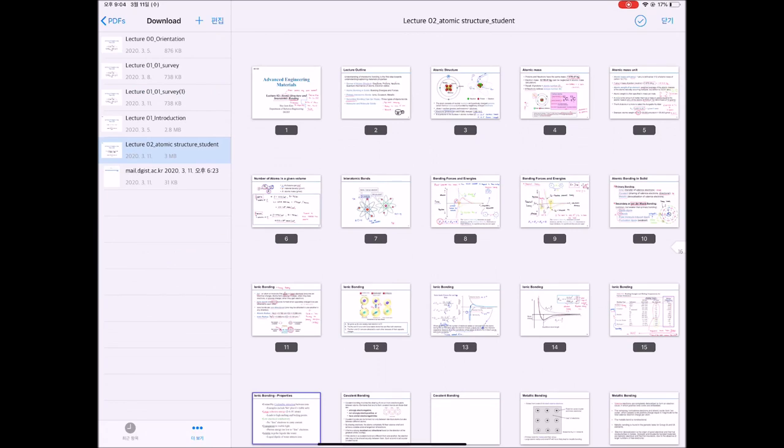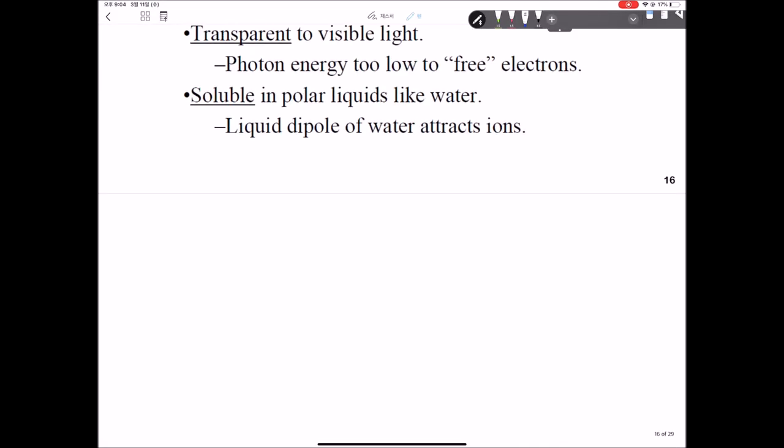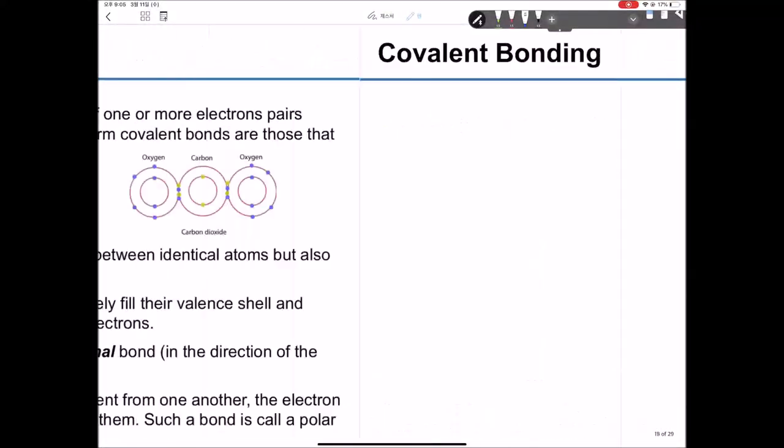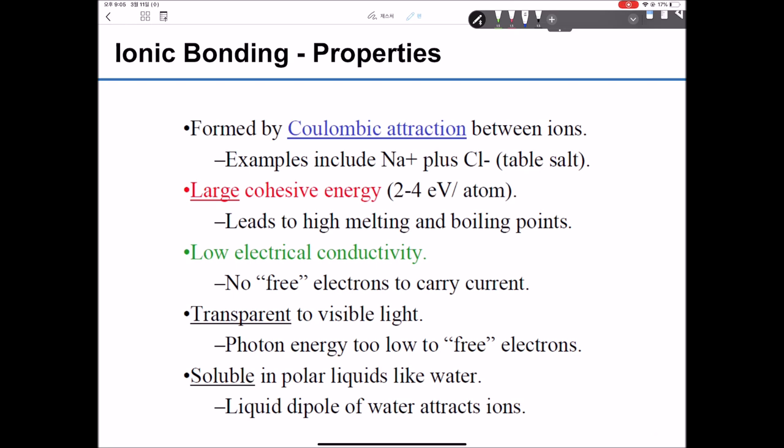So there are key properties of, sorry, excuse me. Okay, so there are these key properties of ionic bondings. They are formed by Coulombic attraction between ions. It's basically the Coulomb force acting between two different charges. It has large cohesive energy or large bonding energy, and it has low electrical conductivity. I said there are no free electrons to carry current. All electrons are used to form ionic bonding.